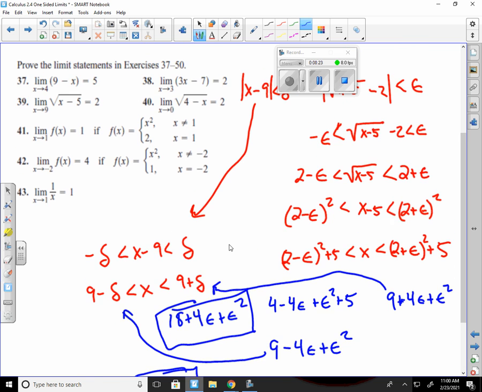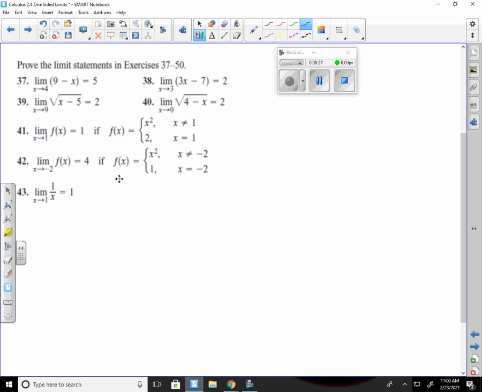All right, this one's very similar to that, number 40. Let's move down to number 41. When I look at number 41, the first thing I'm going to do is start when x is not equal to 1, and that's x squared. It says x approaches 1, so this is going to be |x minus 1| is less than delta.